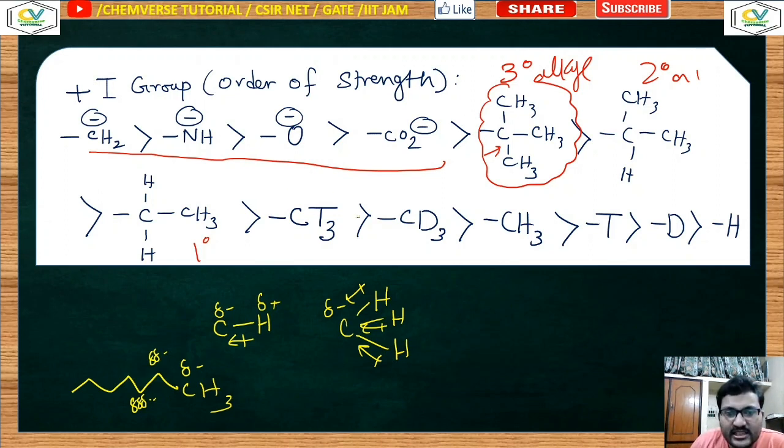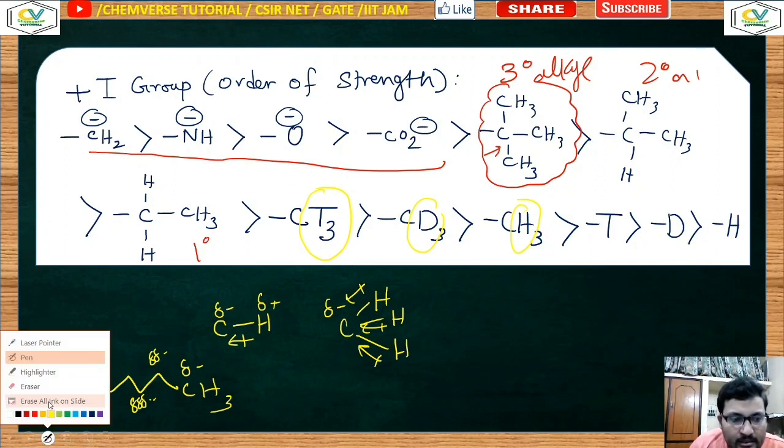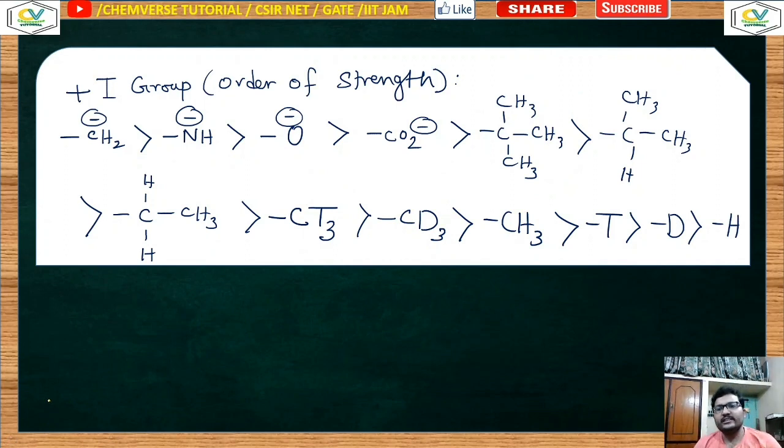Now look at this: T is nothing but tritium, D is deuterium, and H is your normal hydrogen. So you can think that CT3 exerts more plus I effect. That means tritium exerts more plus I effect than deuterium, and deuterium is a stronger plus I group than hydrogen. So this is what this table says. I am just erasing all of these, and I will suggest you take a screenshot.